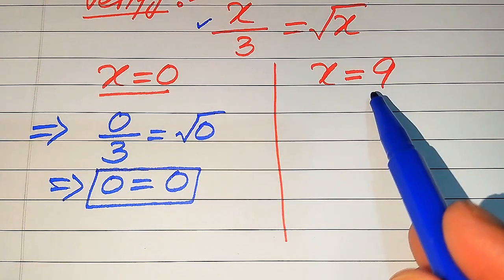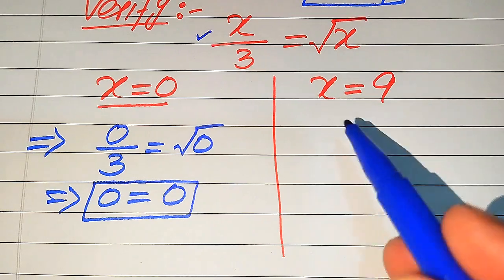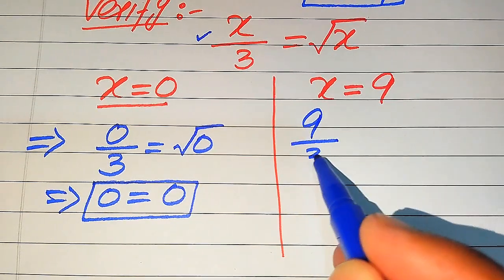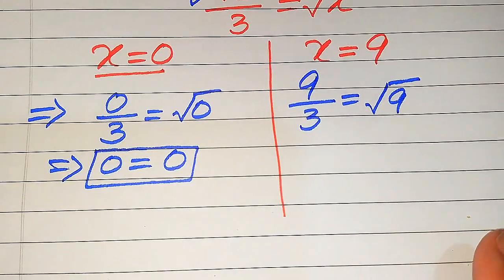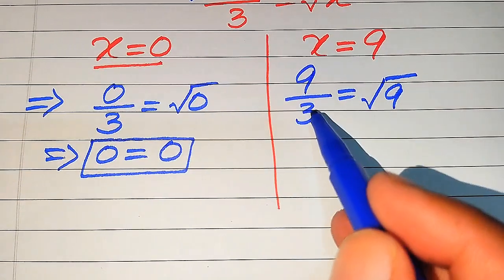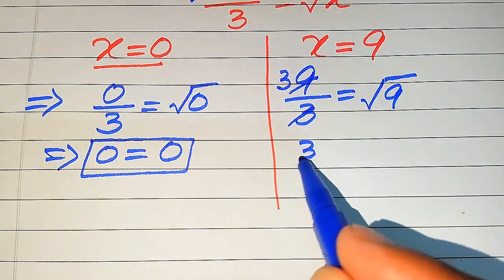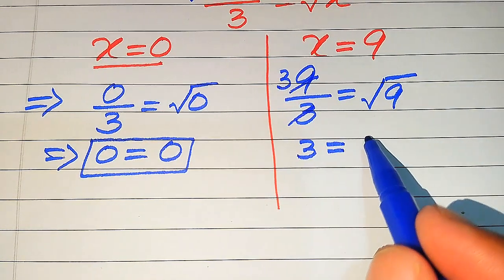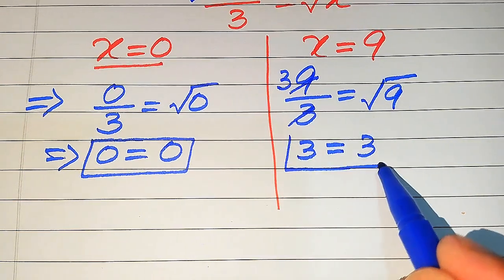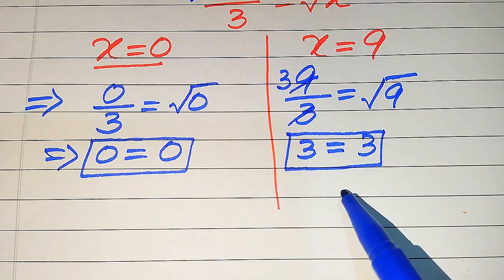And x is equal to 9, so we put x equals 9 on both sides of this equation, and it will be written as 9 divided by 3 is equal to the square root of 9. And you see here we need to cancel these terms. We get 3 3s and 9, so we have 3 is equal to the square root of 9, and the square root of 9 is equal to 3. So this shows that both sides are equal.